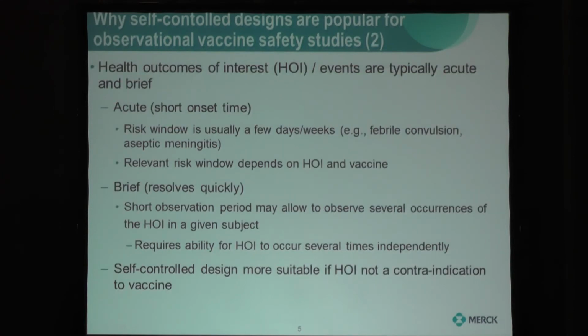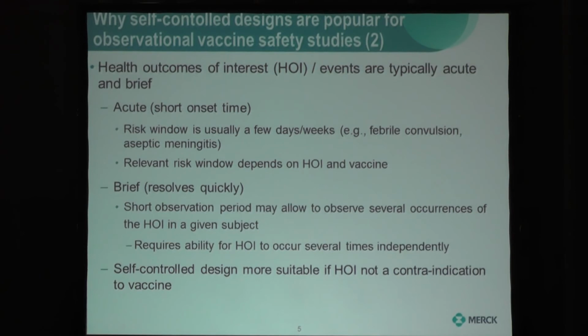On the event outcome side, we're going to call it health outcomes of interest, HOI, in this presentation. Typically, we focus on events that are both acute and brief. They start shortly after the vaccination, and we'll talk about risk windows a little bit. Usually, this risk window is short, a few days, a few weeks after the vaccine. The relevant risk window depends on both the outcome and the vaccine. Sometimes for the same outcome, with different vaccines, you would expect the outcome to occur at different times after the vaccine, and we'll see a couple of examples as well. They usually also resolve quickly, they are brief, which gives you an opportunity in a short period of time to observe several of them.